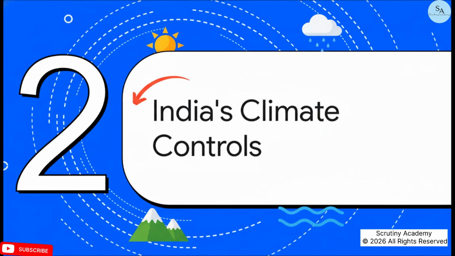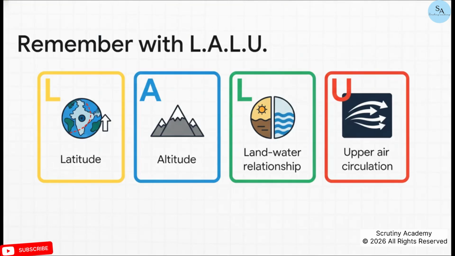Seriously, this one comes up all the time. What are the factors that influence India's climate? This is a biggie, so listen up. And I've got a great little memory trick for you so you don't blank out in the exam hall. Just remember the name LALU. Yep, LALU. It stands for latitude, altitude, land-water relationship, and upper air circulation.